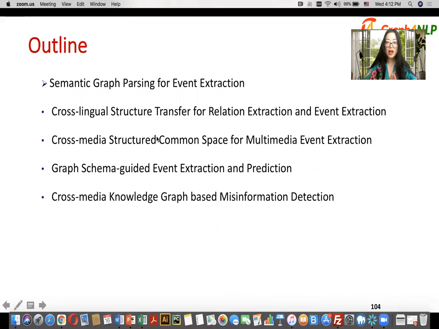I would like to show how we can use graph learning to not only improve the quality of extraction, but also try to improve portability. So portability, I will talk about how can we transfer an information extraction model trained from one language and apply to another language, or trained from one data modality, apply to another data modality. And then finally, I also want to mention that graph learning algorithms can help us extend the scope of our problem from not just extraction, but also to prediction and also misinformation detection.